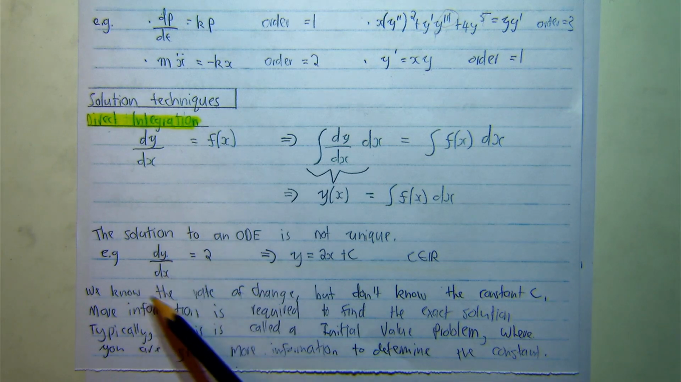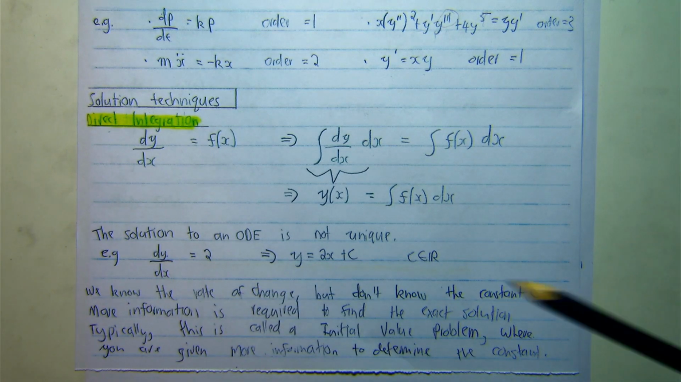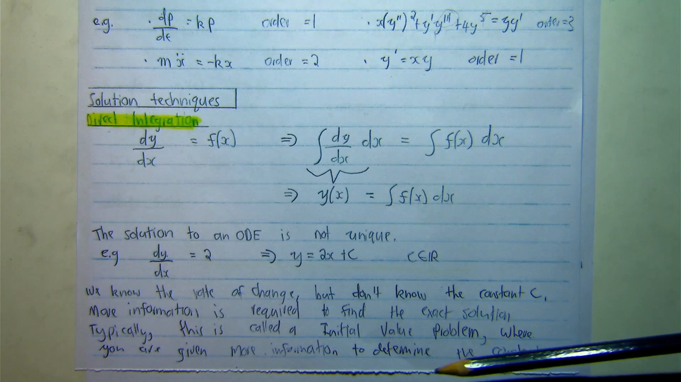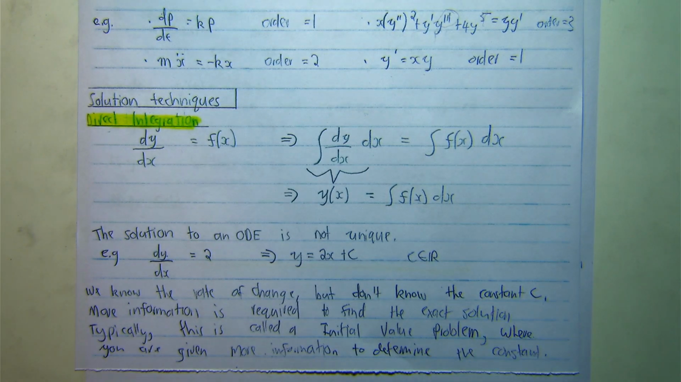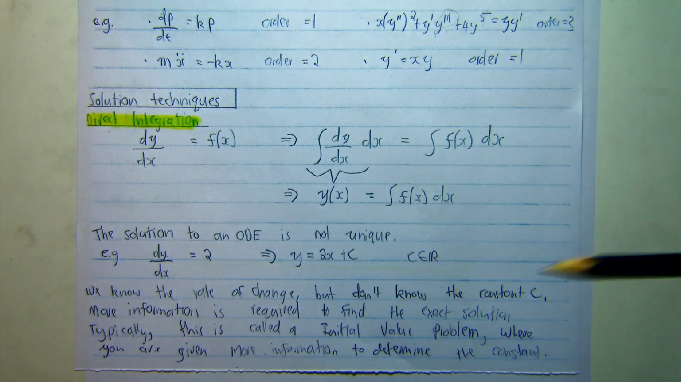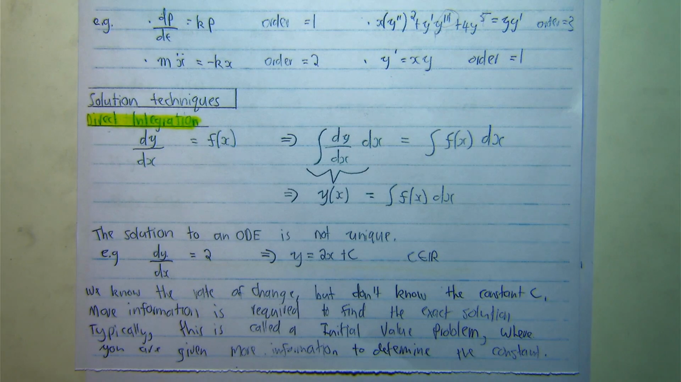If you are not sure what the function is here, you need more information to work out specifically what this c is. In ODEs, we call those initial value problems, where you're given an extra piece of information, like the slope of the line and that the line passes through the point 1, 2, and that would suggest that the plus c is actually just a plus 0.